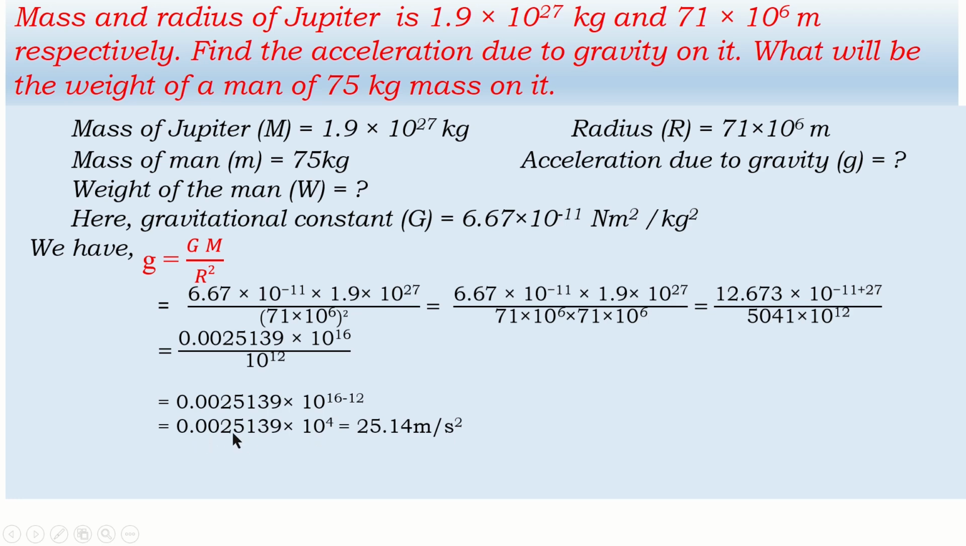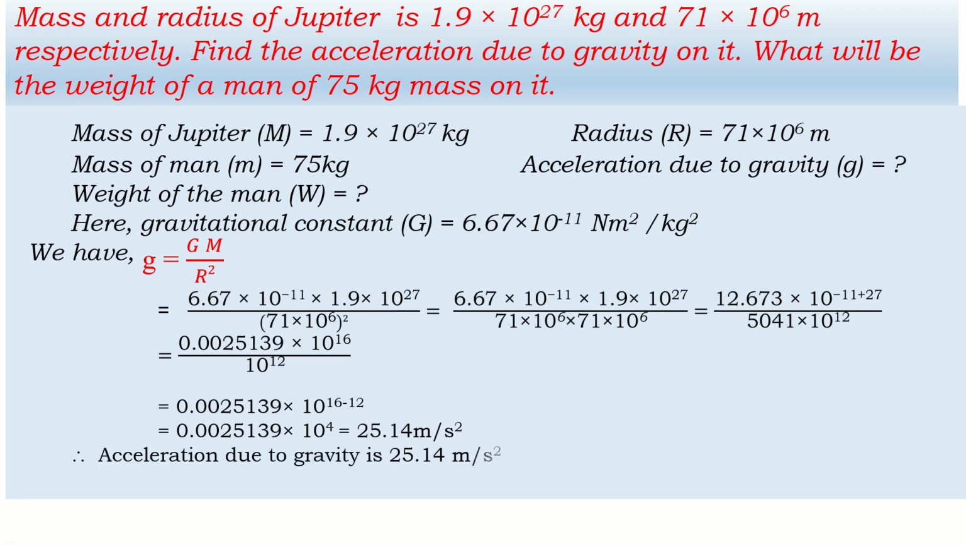When 10,000 multiplies this very small number, then we'll have 25.139, and if the 9 is rounded off then we'll have 1 in the second digit after the decimal point, 25.14 meter per second square. Therefore, acceleration due to gravity is 25.14 meter per second square.